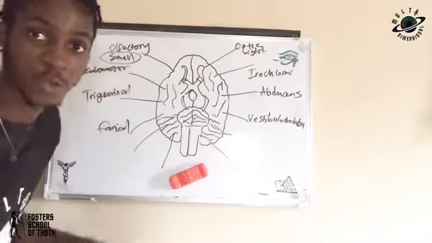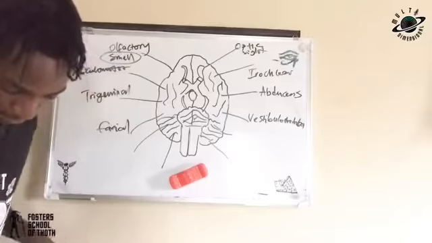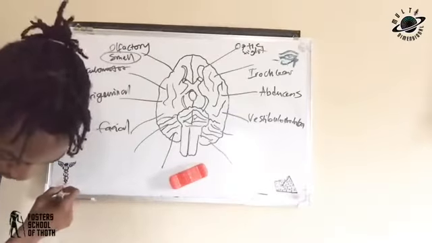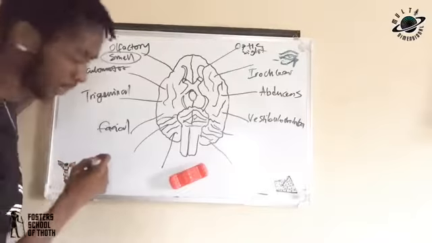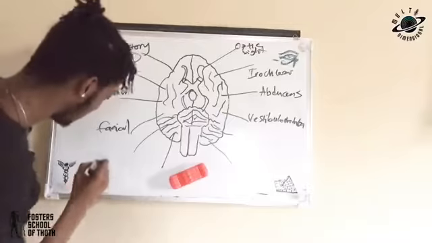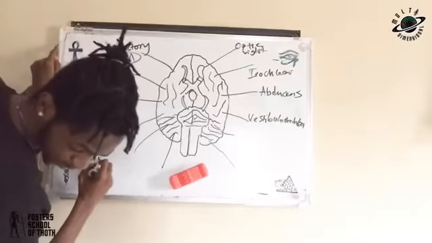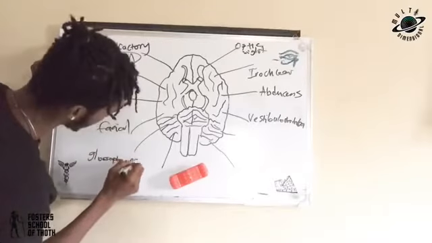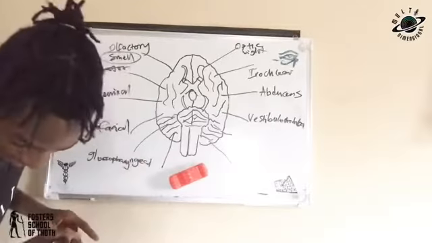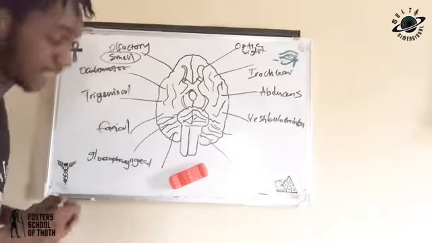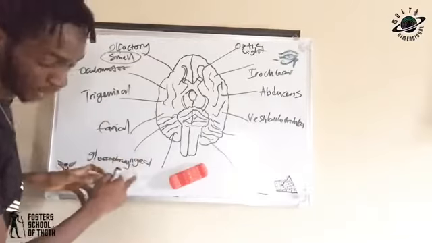Vestibulocochlear. This has to do with hearing and balance. Now, the ninth cranial nerve has to do with the glossopharyngeal. And it's spelled G-L-O-S-S-O-P-H-A-R-Y-N-G-E-A-L. This has to do with taste and swallowing.